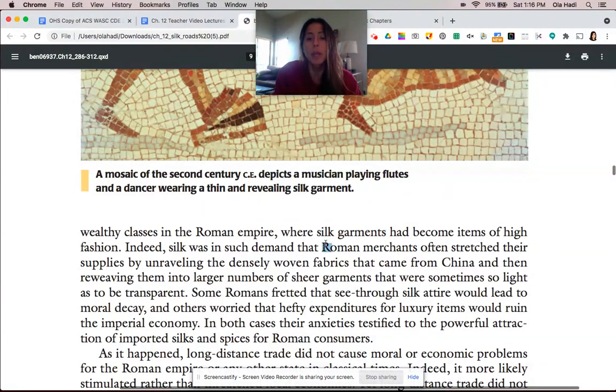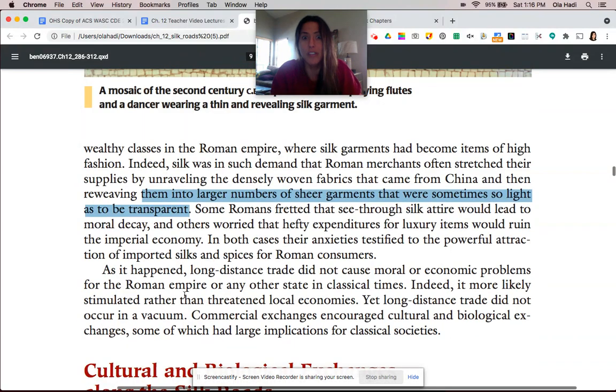What would happen is people would bring in dense, that means thick, silk garments from China, but because silk was so valuable and so sought after, people would unravel it and then reweave it into thinner items so that they could make the most use of the silk. That led to some of the items being transparent, which caused some of the Romans to be really upset. Like, we can't be seeing people having moral decay. Basically, they thought it was scandalous to be wearing garments that sheer.